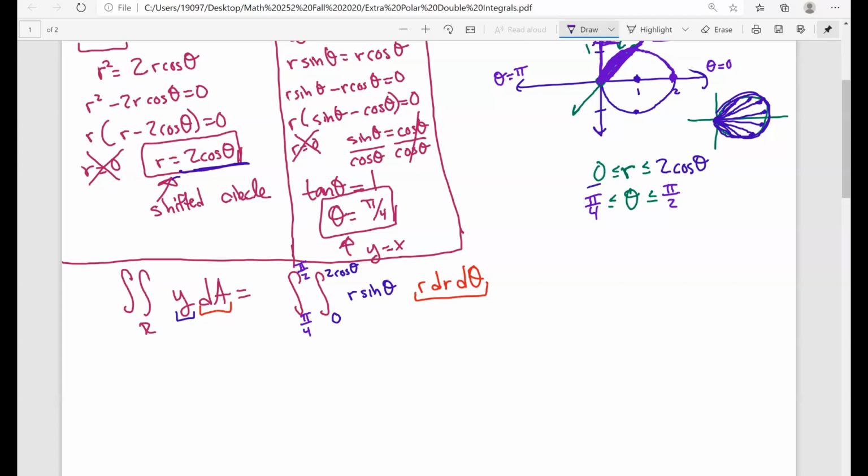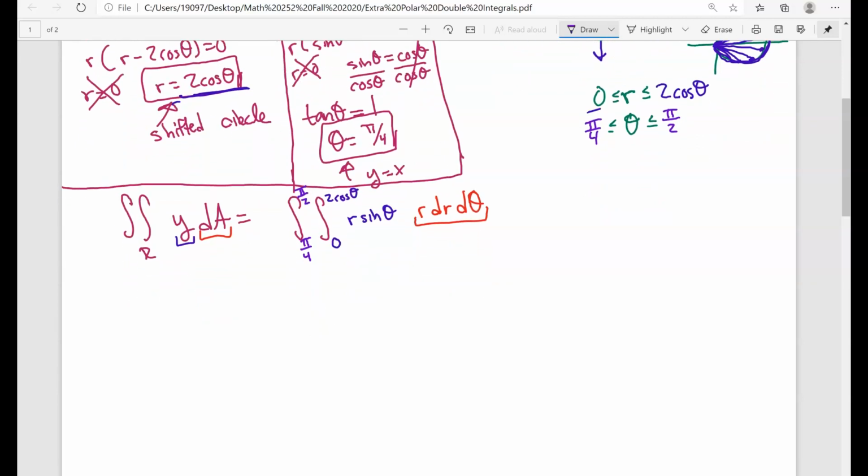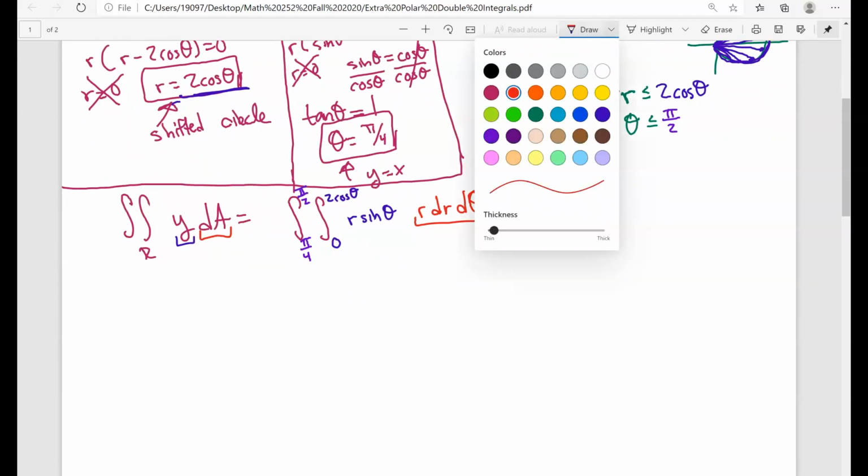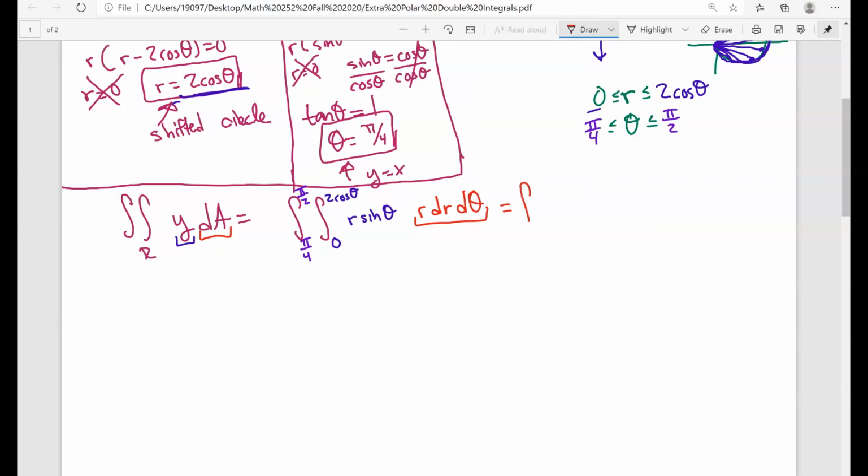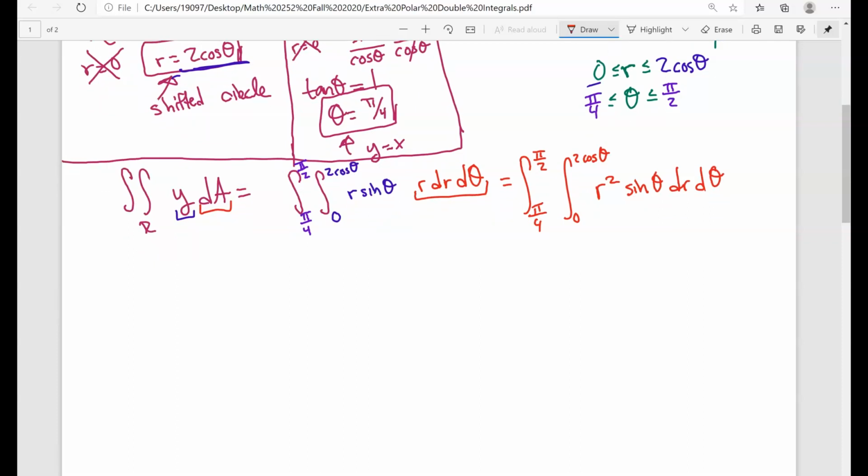All right, so that was the trickiest part. Now after that, all we've got to do is just do this integral. So this guy's going to be the integral from pi over 4 to pi over 2, and then the integral from 0 to 2 cosine theta. r and r gives me r squared sine theta dr d theta. We're going to integrate first with respect to r.